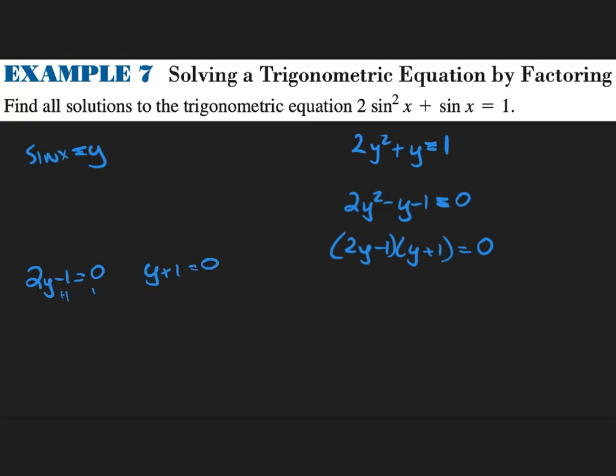Add 1, 2y equals 1, divide by 2. Y can equal 1/2. Subtract 1. Y can equal -1. So when y is a half, we are at pi over 6 in the first quadrant. In the second quadrant, we're at 5 pi over 6. And when y is -1, we're at 3 pi over 2. From the unit circle, know these angles from your unit circle.